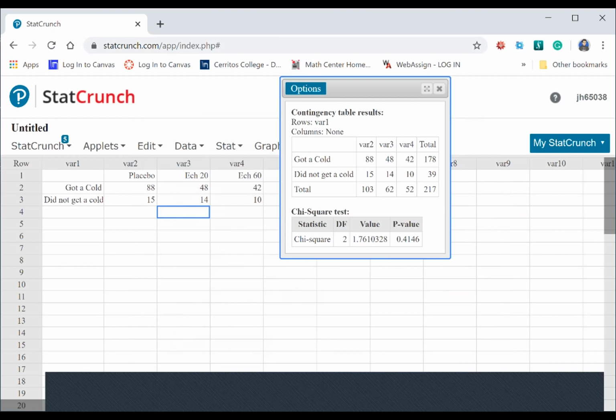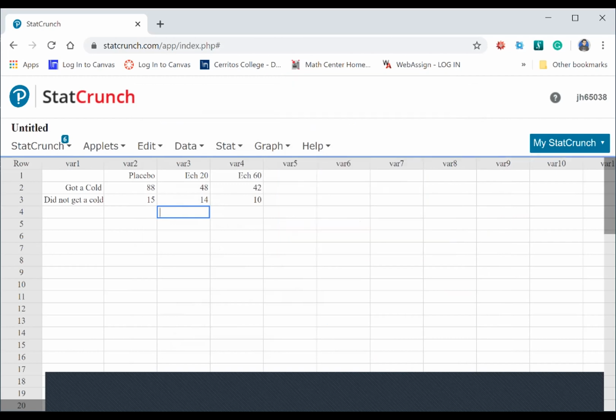So there you go. That's how you do it in StatCrunch. It's a nightmare, but we figured it out. Okay, let's move on from that.